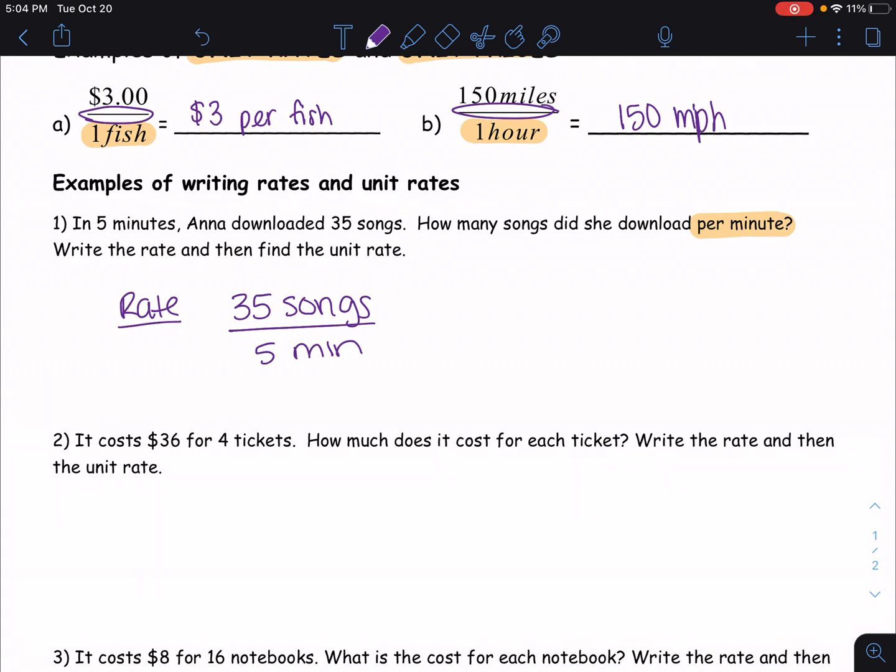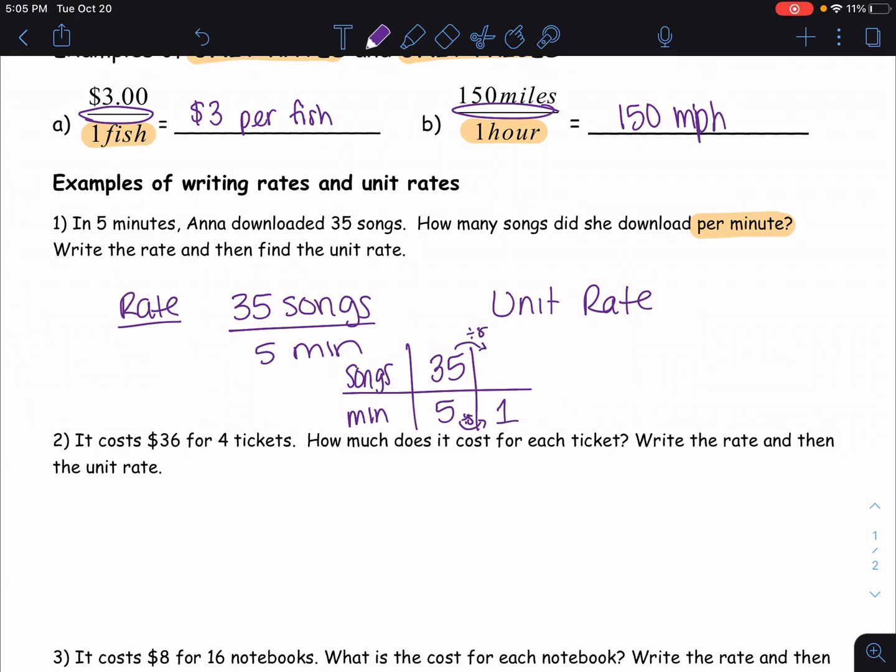For my unit rate, I want to get a 1 on the bottom. So to get my unit rate, I'm going to use a table here. I have 35 songs in 5 minutes, and I want to get to 1 minute. Well, I'm going to divide by 5. 35 divided by 5 is 7, so my unit rate is going to be 7 songs in 1 minute.